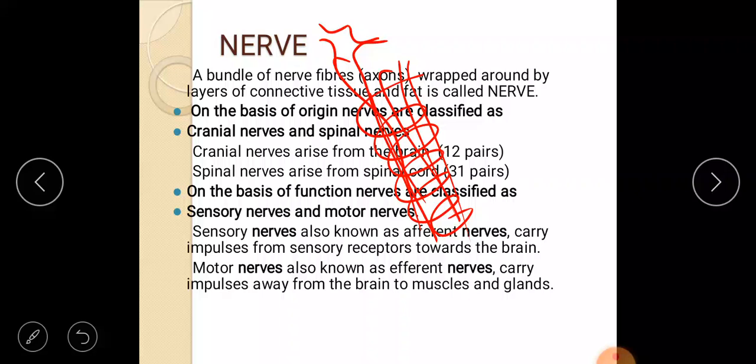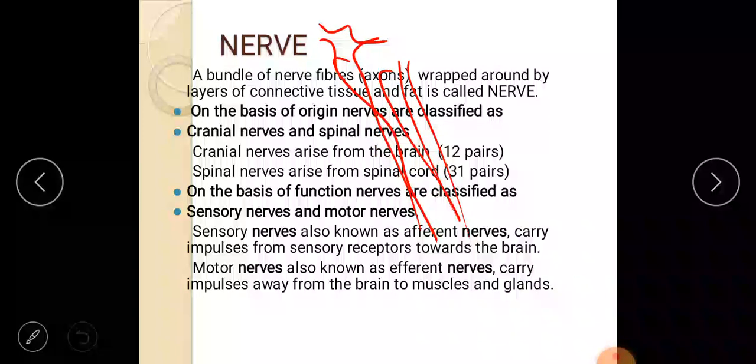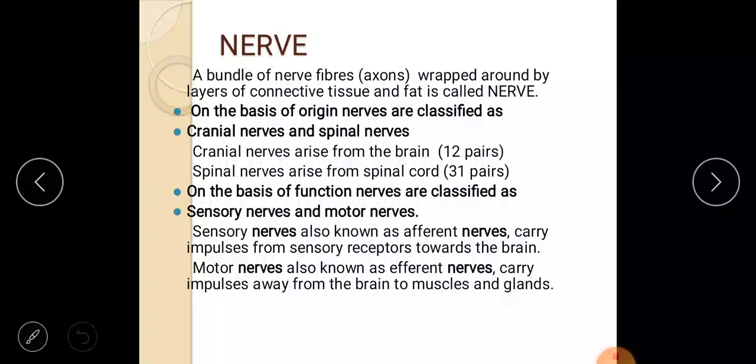So on the basis of origin, how are nerves classified? Just see. Nerves are classified as the cranial nerves and the spinal nerves. If the nerves arise from the brain, they are called cranial nerves. If they arise from the spine or the spinal cord, we call them spinal nerves. I've already mentioned how many pairs of these spinal nerves and cranial nerves are present in our body.